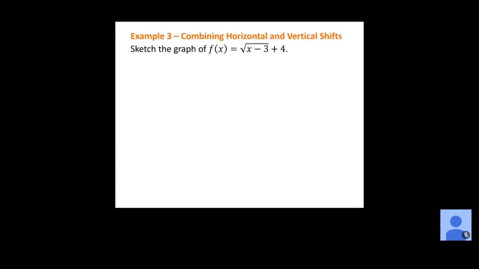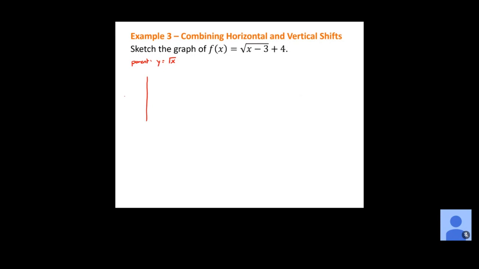All right. So let's see if we can put some things together now. So this time we've got the square root of (x minus 3) plus 4. First thing we've got to do is identify what is the parent function, because they're not telling us what that is this time. What's our parent function going to be? Square root of x. Good. So we're graphing y equals square root of x as our parent.